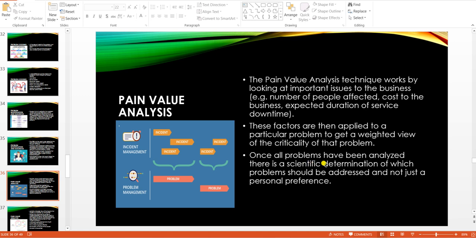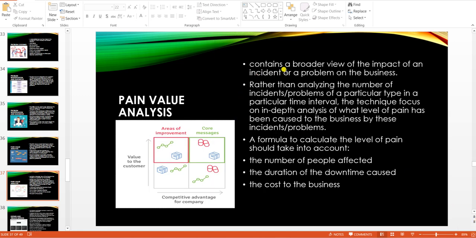And also, once all the problems have been analyzed, there is a scientific determination of which problem should be addressed, and not just personal preference. And also, the pain value analysis contains a broader view of the impact of an incident or a problem on the business. Rather than analyzing the number of incidents or problems of a particular type in a particular time interval, the technique focuses on an in-depth analysis of what level of pain has been caused to the business by these incidents or problems.